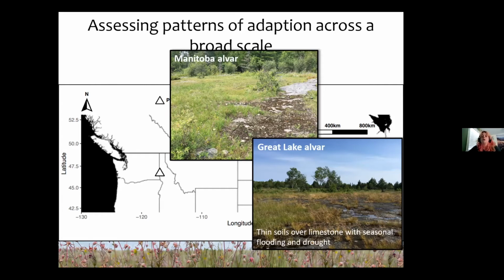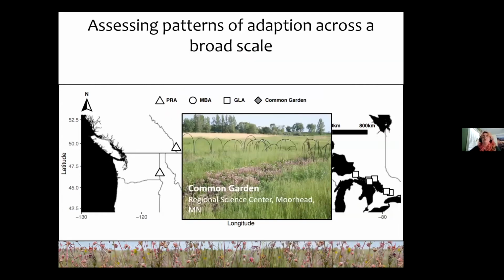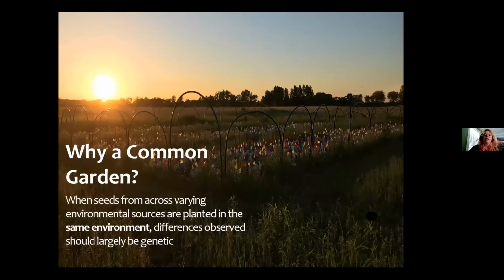And so seeds from across these 3 regions were planted into a common garden, which is located at the Regional Science Center in, it's more like Linden, so it's not too far from here, and that's within the prairie environment. And so we decided to use a common garden because if seeds sourced from across different environments are planted all in one environment at the same time, when we're looking for differences, and if we find some, the differences that we see should largely be due to genetic differences because that environment is the same.